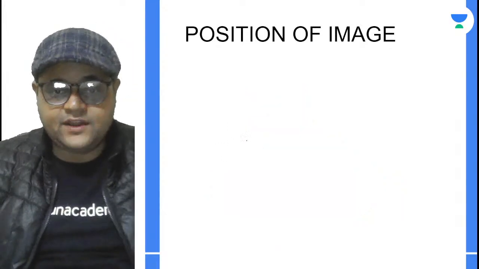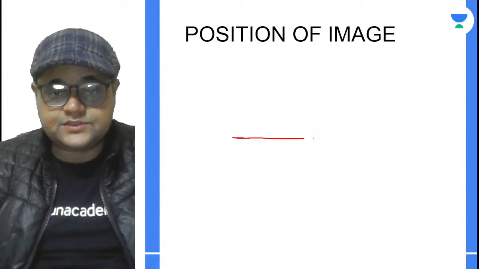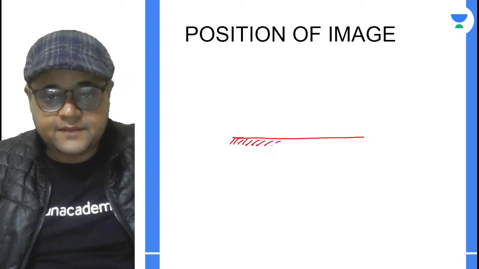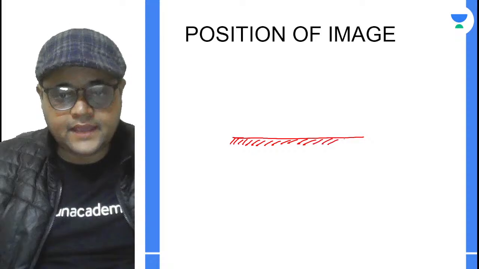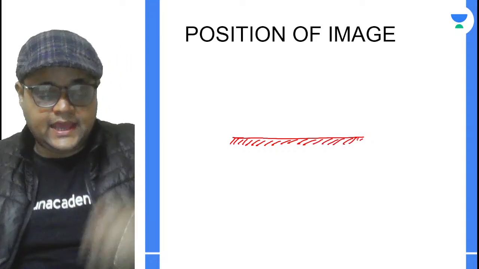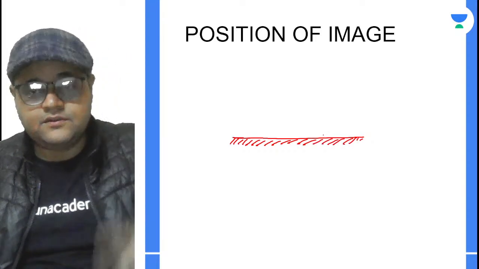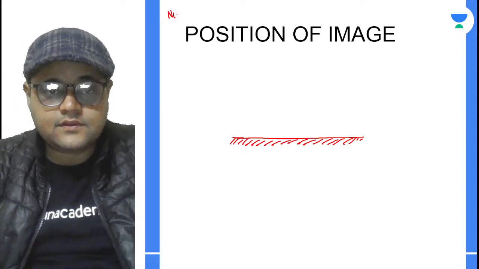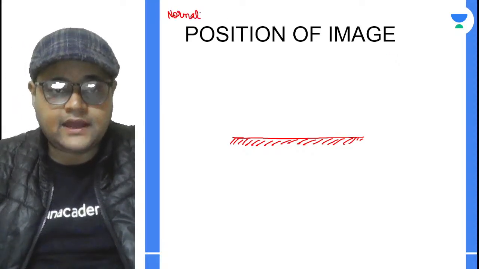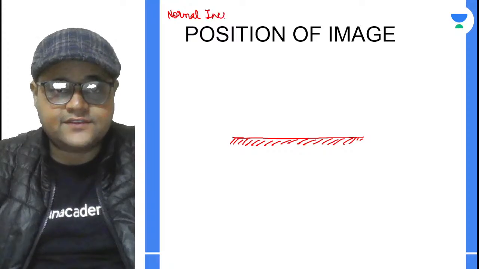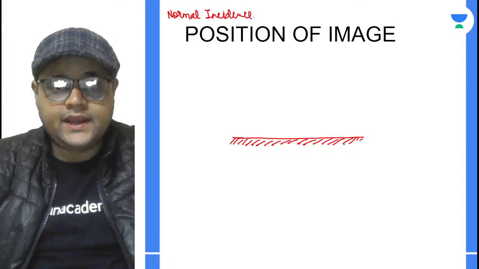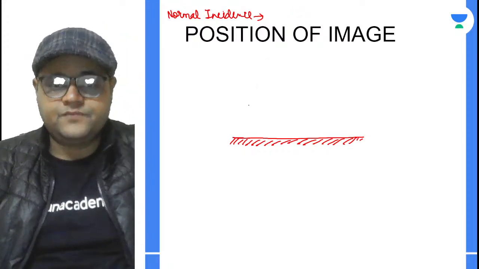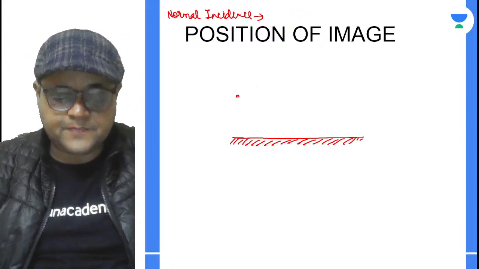Now see, I've taken up that question, the position of image. Let us suppose this is your plane mirror. Rohit, I hope you have seen the previous session, where I told you about normal incidence. I'll be using this concept. What happens when a ray is incident normally? It retraces its path. It exactly retraces its path.